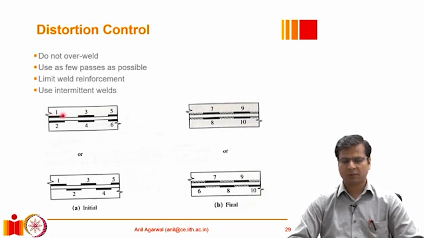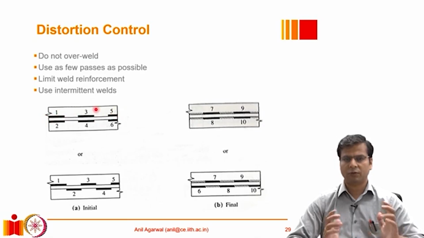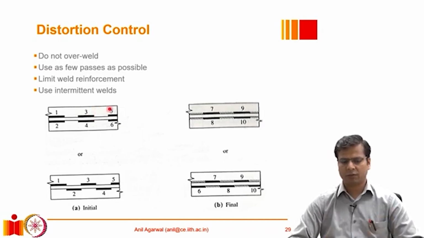One option would be to just weld one side of this plate in a straight line and then come back again and weld the other side of the plate. However, what you may realize is that as soon as you are done welding the one side, the plate would bend completely and the entire structure would distort quite a bit. If you want to avoid that, the preferable option would be to first go in this way.